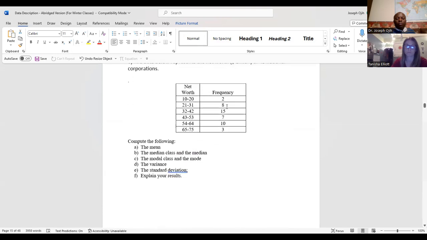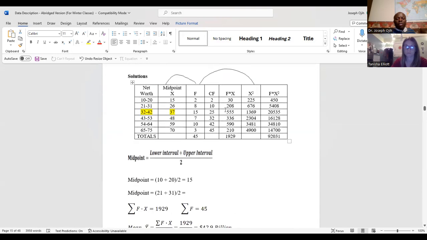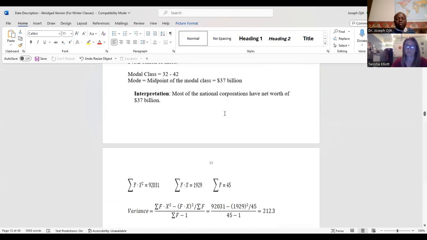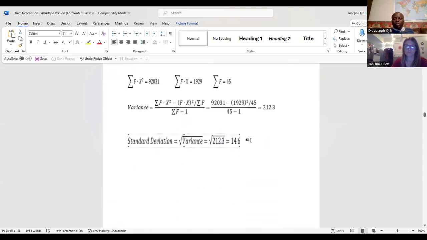That is how to find the mean, median, mode, variance, and standard deviation for grouped data. If you have a question, please ask before we go to the next thing.